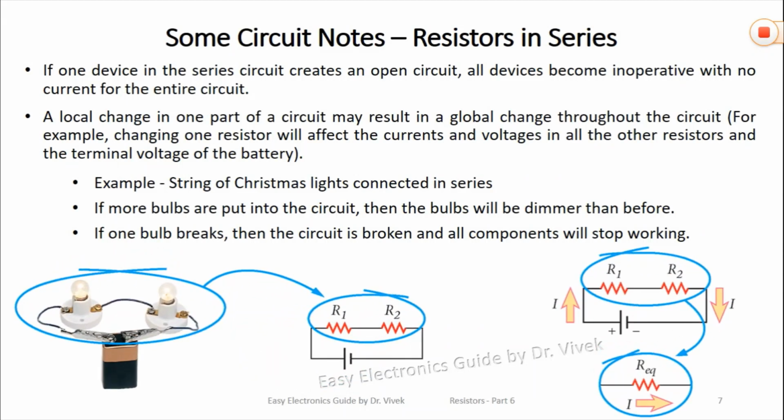In a series circuit, if one device creates an open circuit, all devices become inoperative with no current for the entire circuit. That means a local change in one part of a circuit may result in a global change throughout the circuit.